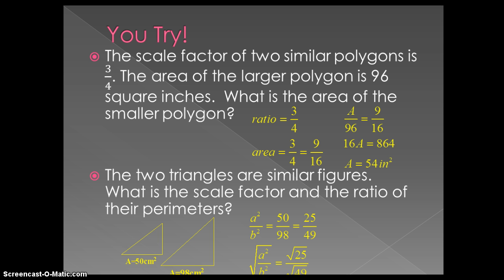You don't have to, you will still get the right answer, but in my mind, I know I'm going to have to square root these numbers, and I'd rather square root smaller numbers, and I know the square root of 25 and 49. So when I square root the numerator and denominator, or I square root 25 and I square root 49, I get a over b is 5/7. So the two triangles are similar, and the scale factor of their perimeters is going to be 5 to 7.